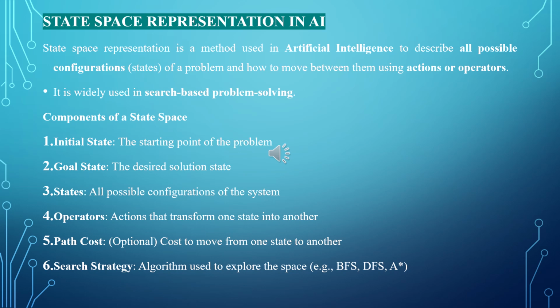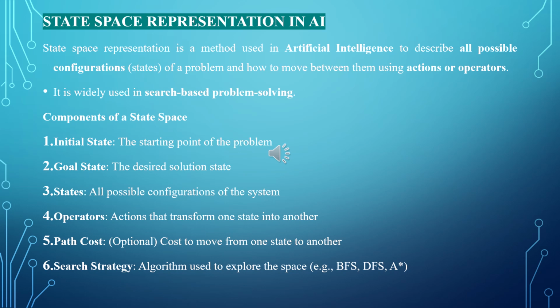So state is nothing but configuration, all possible configurations. So how are they going to move from the initial state to the goal state? The method of moving from the initial state to the goal state is called an action, as well as operators. Okay, it is a widely used search-based problem solving. So that is called state space representation in AI.